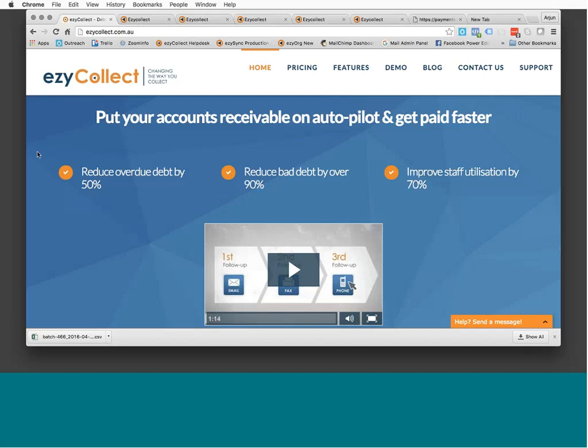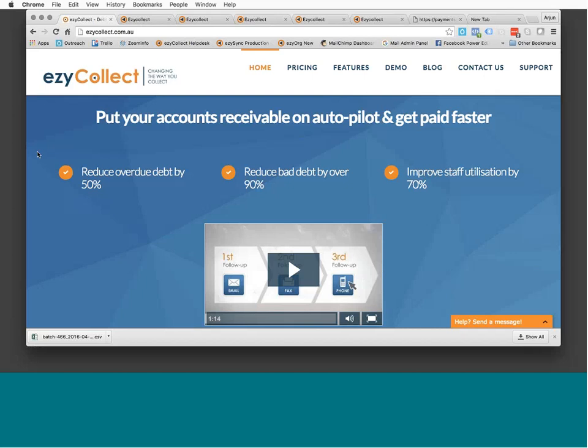And on my screen that you're seeing at the moment, these are some of the results that you'll see within the first couple of months of using ezyCollect. You'll reduce your overdue debtors by about 50%. You'll reduce bad debt, things that you have to write off, by over 90%. And hopefully you can improve your staff utilization by over 70%. And all this is not rocket science. It's all about the basic principle of consistent, persistent, proactive follow-up.